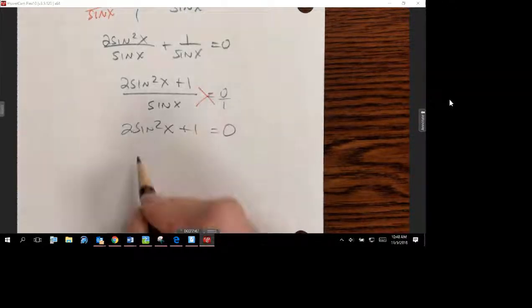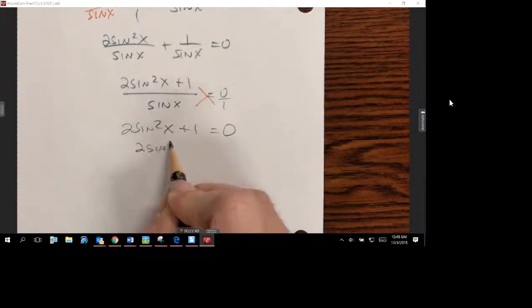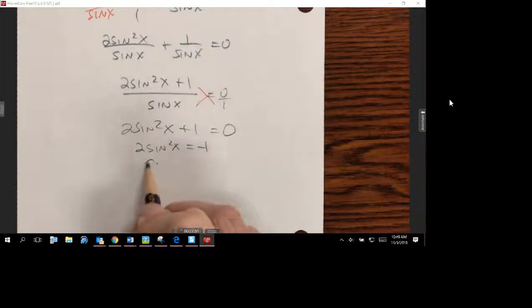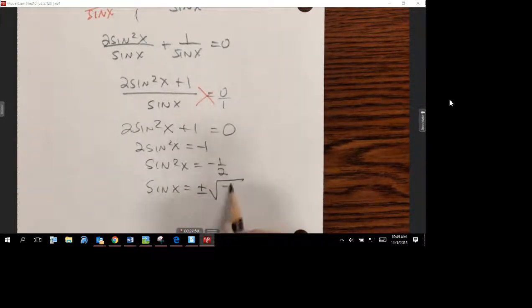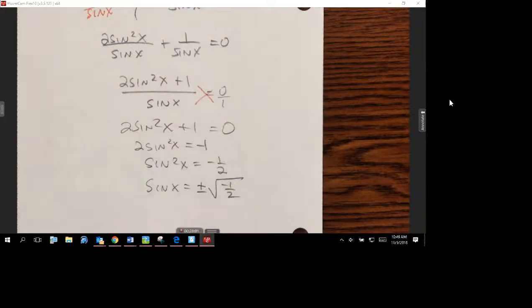So we subtract 1 from both sides. Divide by 2. Square root. Then I get that sine x equals plus or minus the square root of negative 1/2. And Julie's making that face. Why are you making that face?